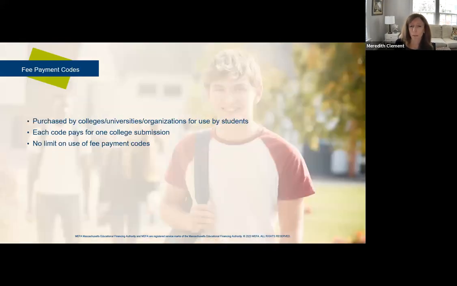There's also something called fee payment codes, and these are purchased either by colleges and universities, sometimes college access organizations, and they're given to students. You can use one code to submit the profile to one school, and you can use as many codes as you'd like. You just have to use one code for every school. So sometimes students are working with a college access organization, or they're working with a specific college or university. They're not able to pay the fee, and the college or university will say, here's a fee payment code, type this in, and then you won't have to pay anything to submit the application.